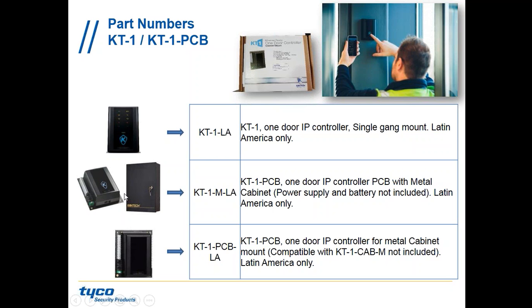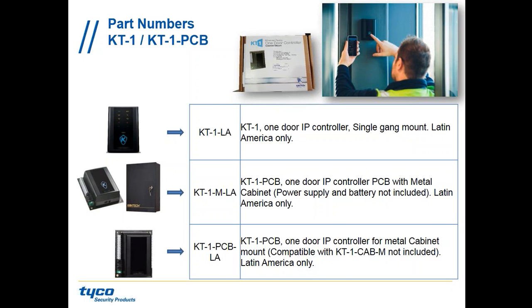And it comes with a cabinet. When you order that part, we're sending it with a cabinet. Sometimes you have an integrator who builds a custom cabinet and does everything. In that case, you can use the part number below, KT1 PCB, and you still see LA. Now, Jocelyn, what is the LA? What does that mean for us?